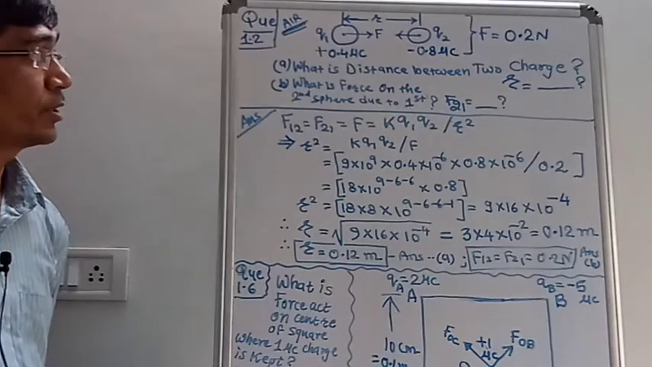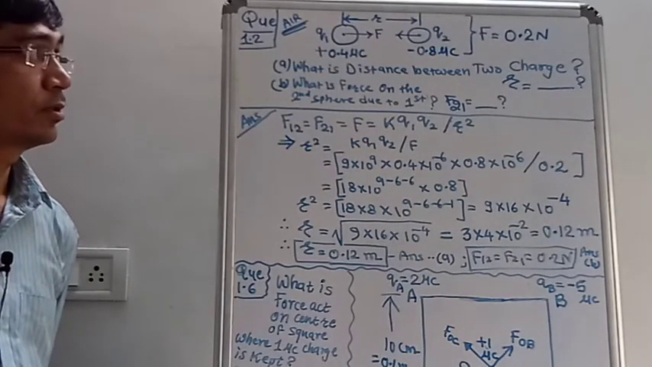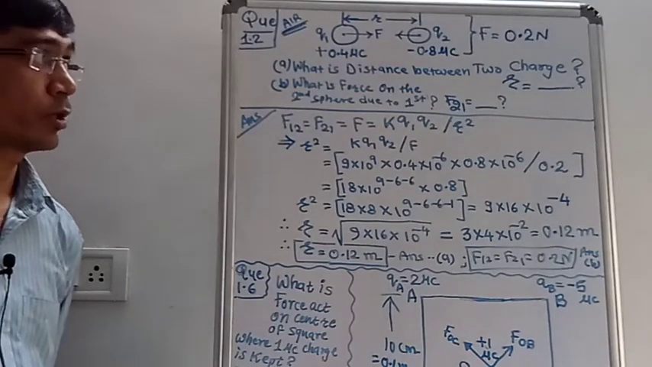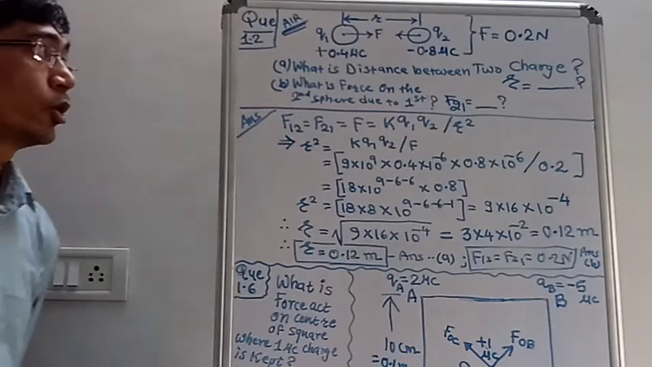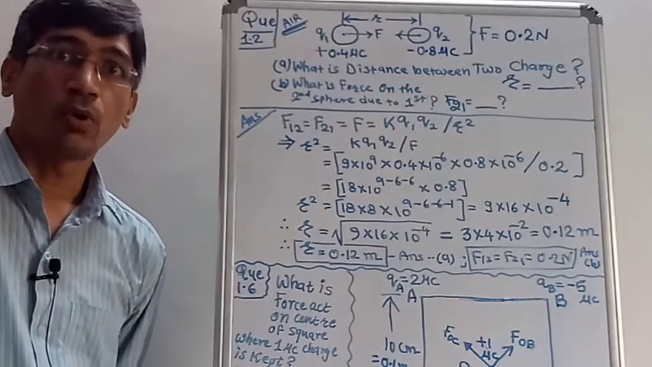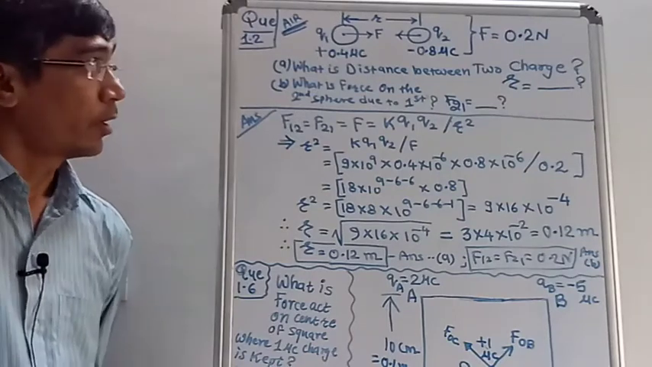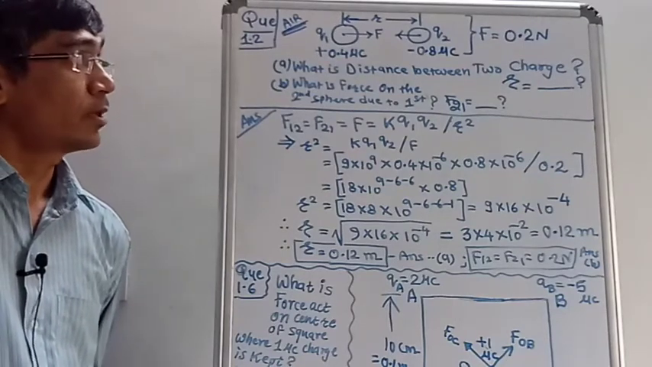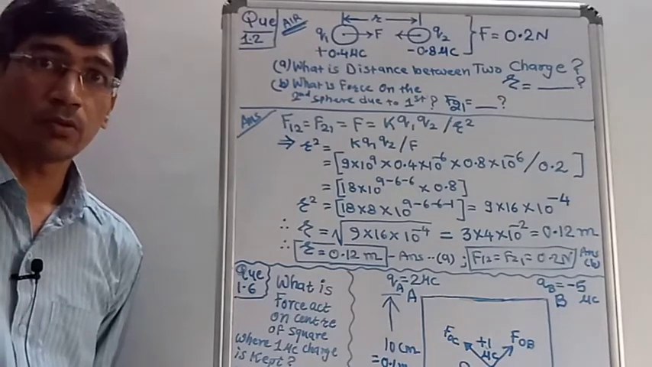So the first question here is, what is the distance between the two charges? That is, small r is equal to what? And the second question, what is the force on the second sphere due to the first sphere? So here we are using Coulomb's law to get the answer. Here the medium is air between these two charges. So we will use Coulomb's law.